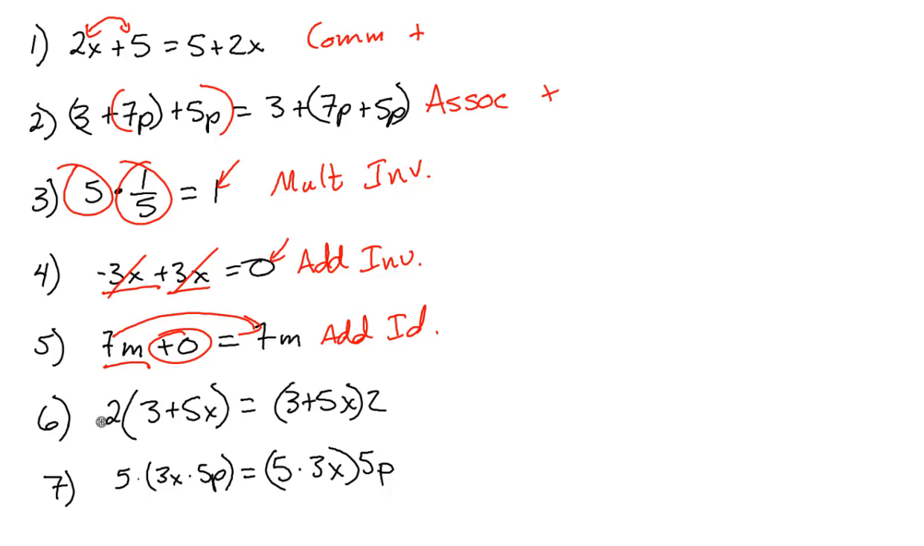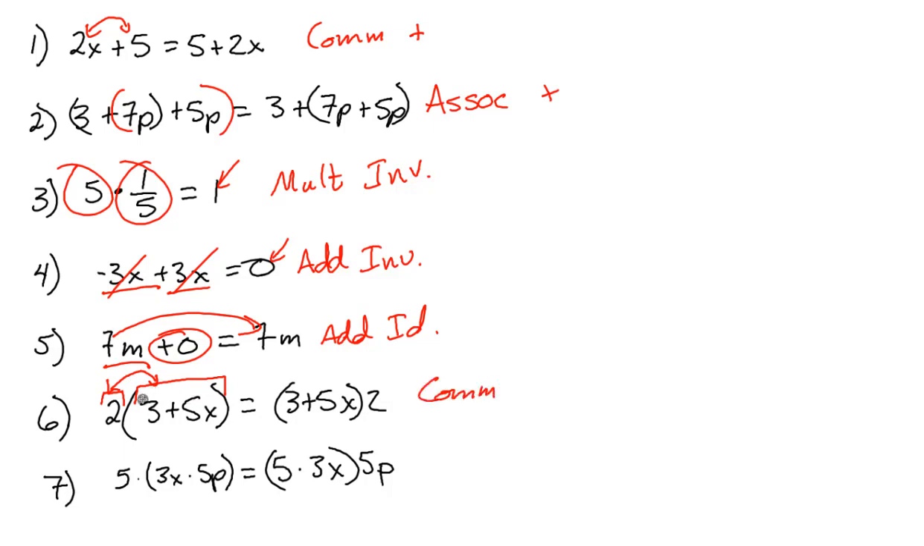Number 6, 2 parentheses 3 plus 5x equals parentheses 3 plus 5x times 2. Ooh, what's going on here? Did the parentheses move? Not really. They're still around the 3 plus 5x. So what changed? This number 2 and this number 3 plus 5x, all as one group, switched places. So they swapped. That means it is commutative.